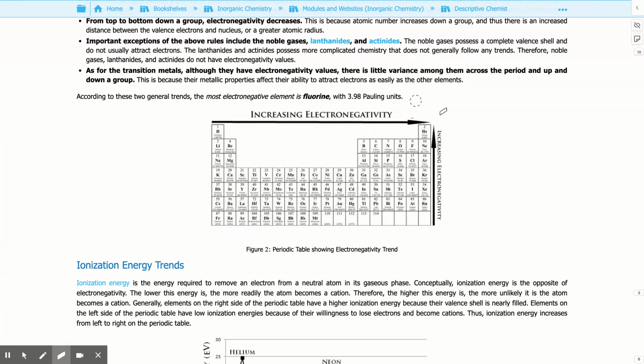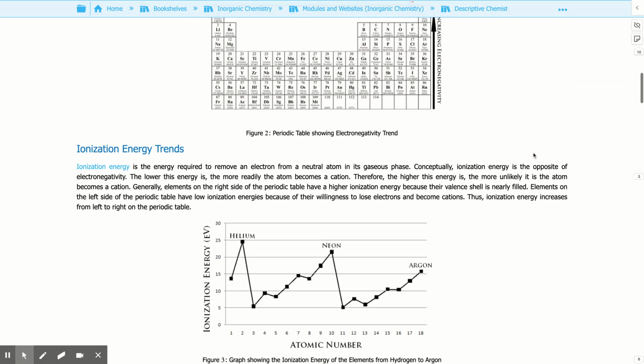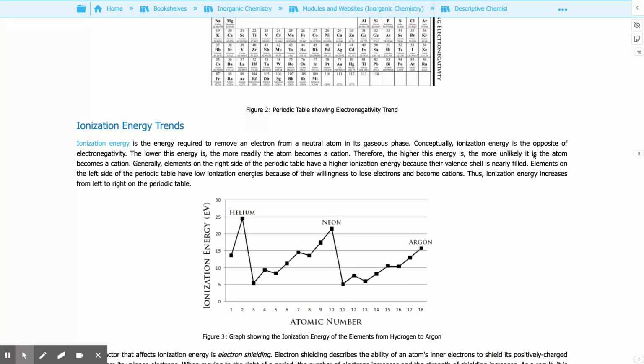And then moving on, we have ionization energy trends. Ionization energy is the energy required to remove an electron from a neutral atom in its gaseous phase. Conceptually, ionization energy is the opposite of electronegativity. The lower the energy is, the more readily the atom becomes a cation. Therefore, the higher the energy is, the more unlikely it is that the atom becomes a cation.